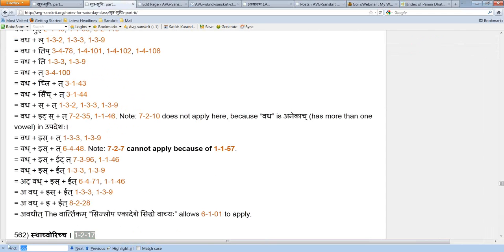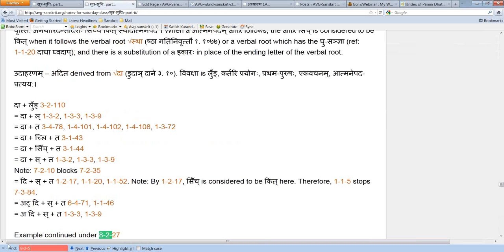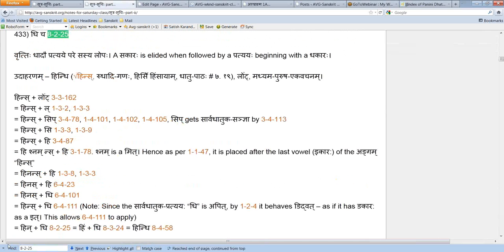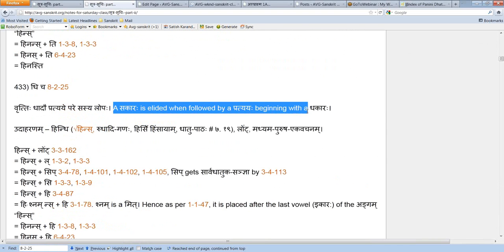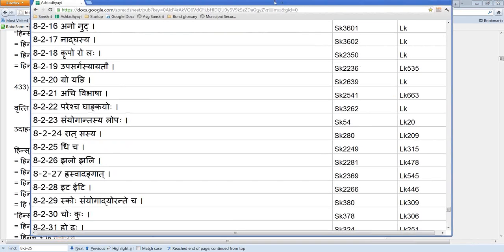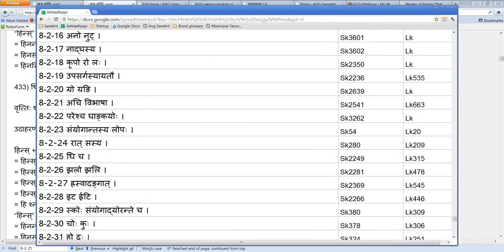That's 8-2-25. I'm sorry, 8-2-25. Dhicha says Dhadau Pratyay Pare Sasya Lopaha. Sakara is elided when followed by a Pratyaya being this Dhakara. You can look at the sequence of sutras here. Sanyogantasya Lopaha, which is a very well known sutram, is 8-2-23. Then comes Rajsasya. Then comes Dhicha. So the Anuvritti of Lopaha comes down from here, and Sasya. So Dhadau Pratyay Pare Sakarasya Lopaha.